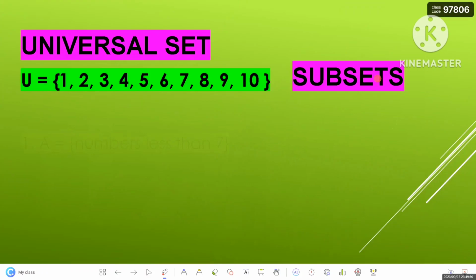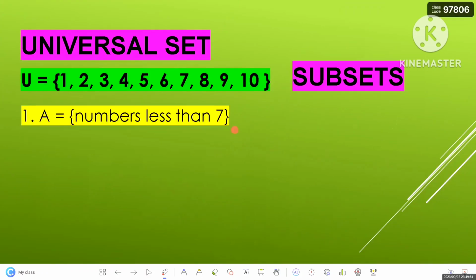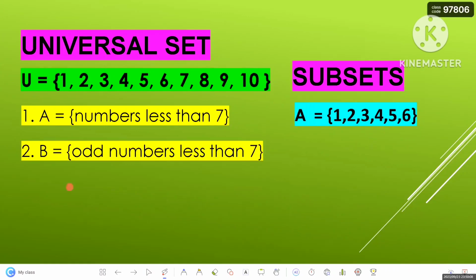Let us have the subset. What do we mean by subset? From our answer, set A equals numbers less than 7. Again, these are set A, 1, 2, 3, 4, 5, and 6. And number 2, set B, odd numbers less than 7. Again, this is our previous answer. Set B equals 1, 3, and 5.